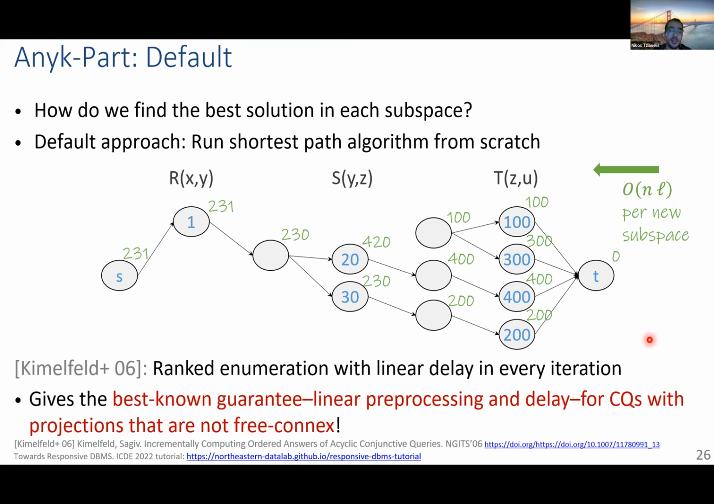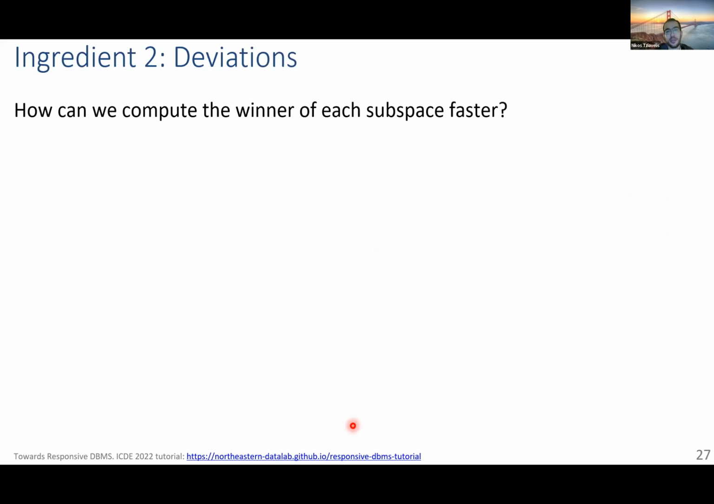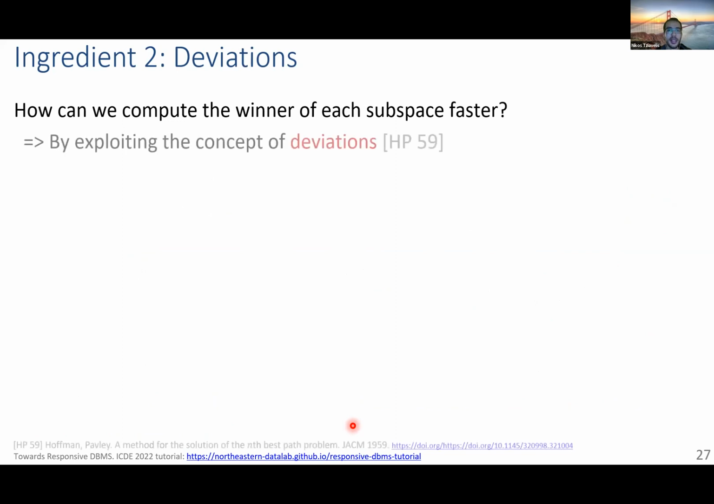And it's possible to do better than this algorithm. But I should mention that with projections, if the query is not free connex, which are basically the nice projections that we can handle, this is the best known algorithm. It has linear preprocessing and linear delay, and it's the best that's known. So how can we improve over it for free connex queries? Well, we don't have projections here.